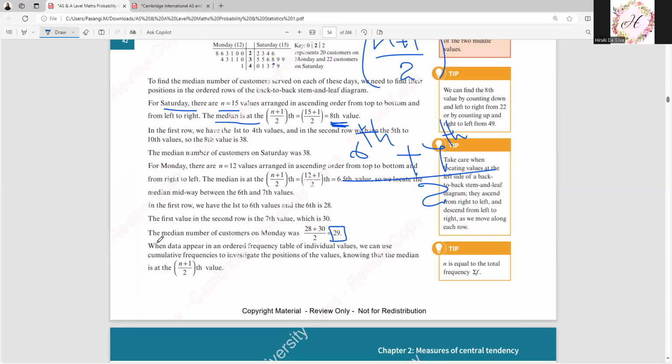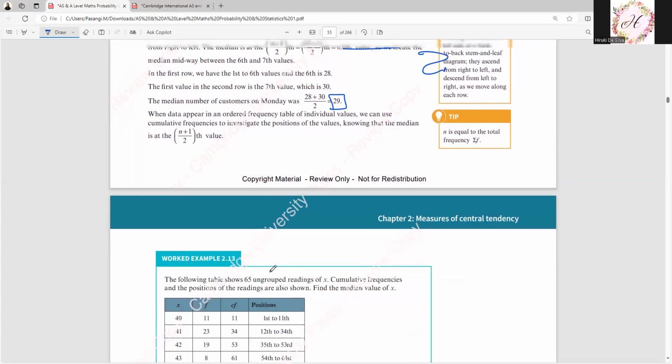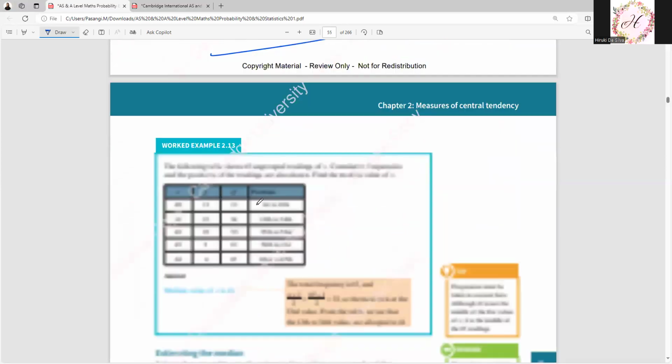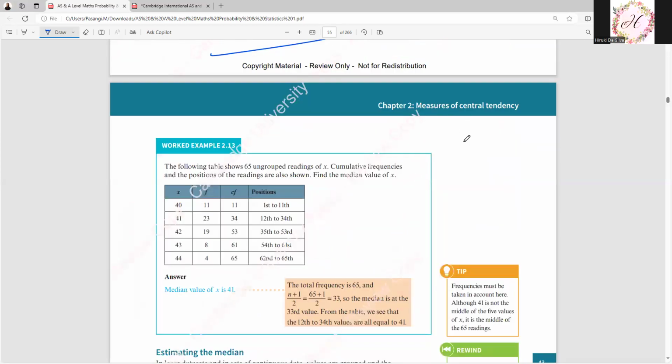Okay. So when data appear in an ordered frequency table of individual values, we can use cumulative frequencies to investigate the positions of the values, knowing that the median is at the (n plus 1) over 2 th value. That's what they also mentioned here. Okay, that is done. Can you work on this worked example 2.13? The 13. Okay.